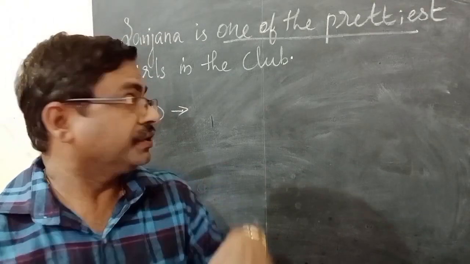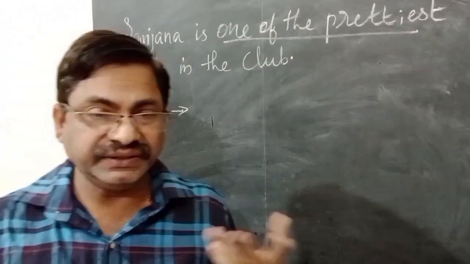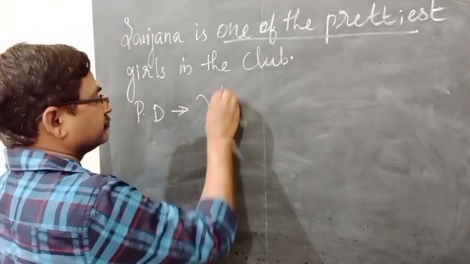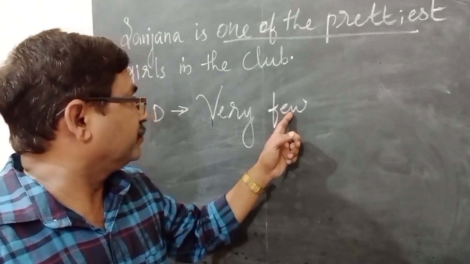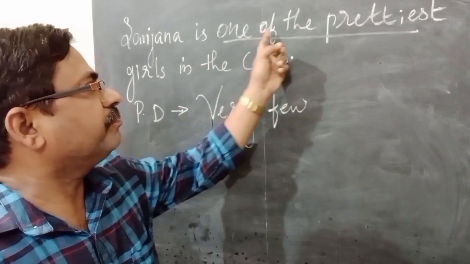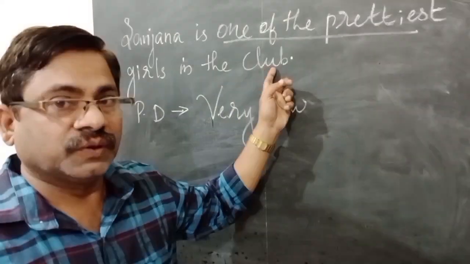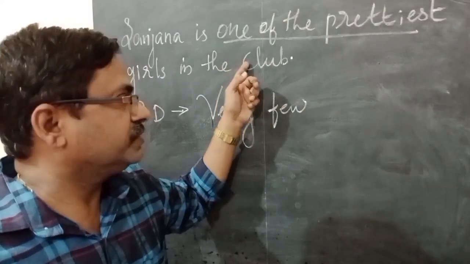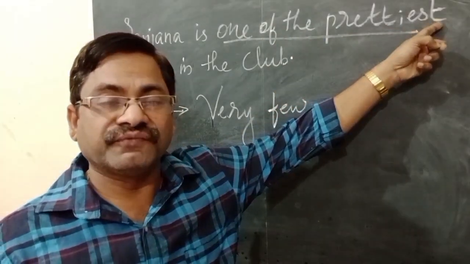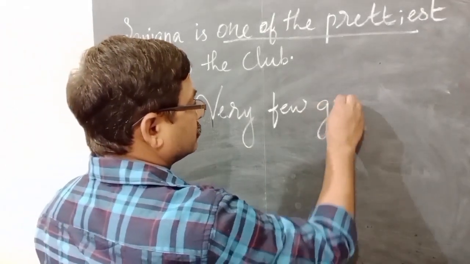But in this case, in which the superlative degree is preceded by one of, the phrase "very few" should be used, very few. After very few, you have to use the remaining part of the words underlined, the word or phrase which is used after the superlative form of adjective. So what is that? It is girls.